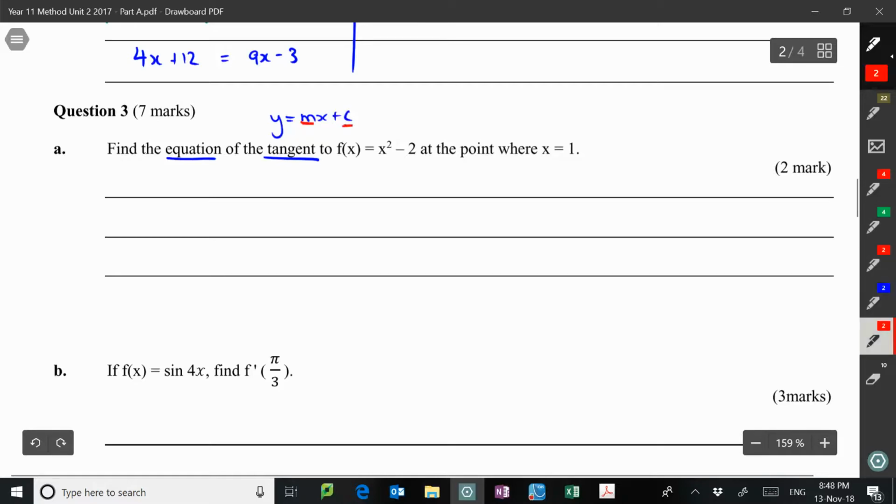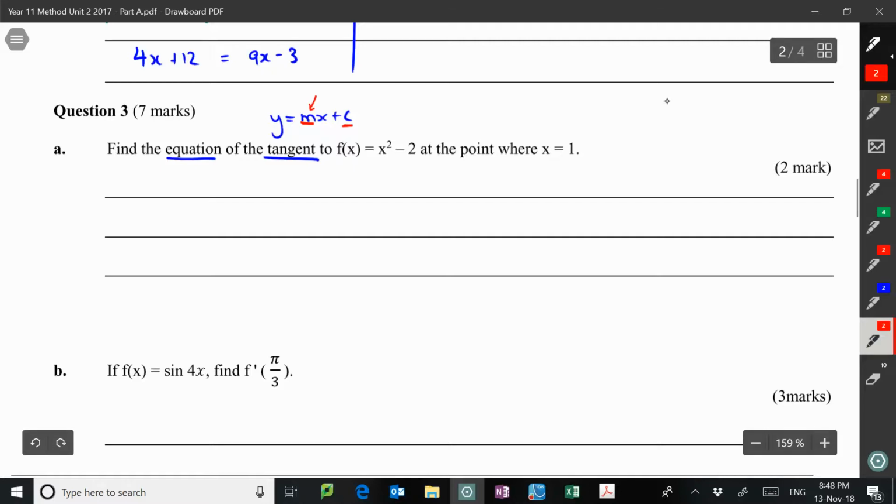Now, how do you find the gradient? Don't forget, remember the purpose of derivatives. Calculus, everything that you've been learning in calculus was to do what? It was to find the gradient of a tangent line at one point. I think I repeated that so many times.